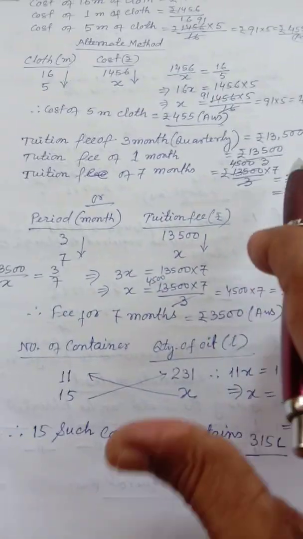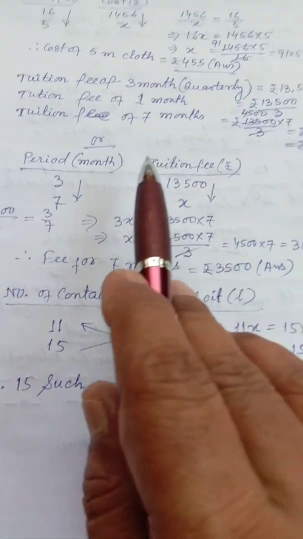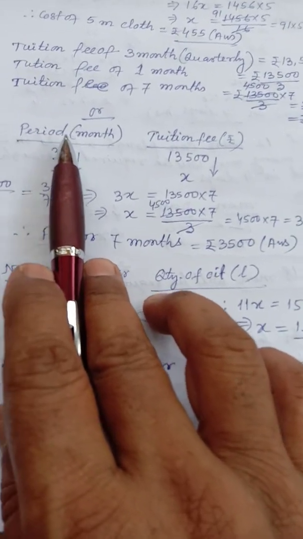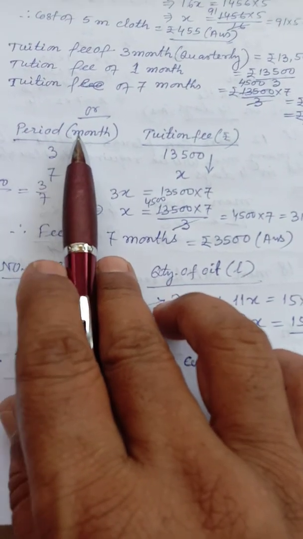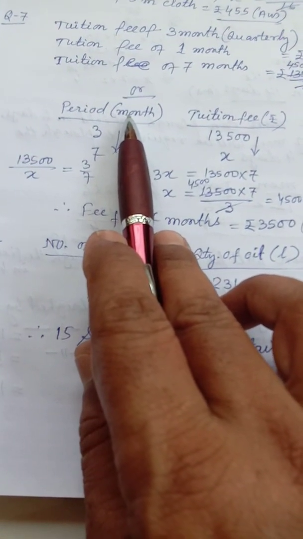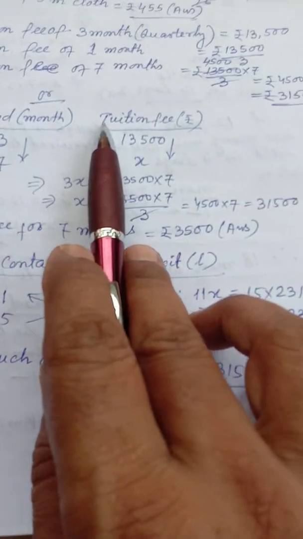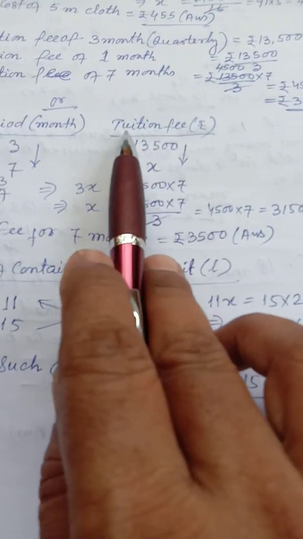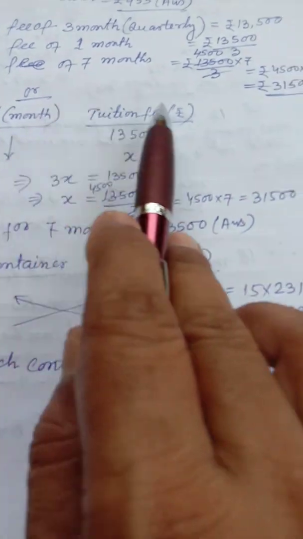I will not do it in this process. My children will learn another process. See, what are the two things given to you? One is the period, that is month. You can write simply month also. And then the tuition fees, that amount. You can write amount of tuition fees. Two columns, you see, rupees.